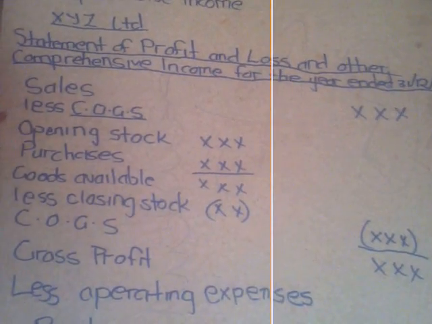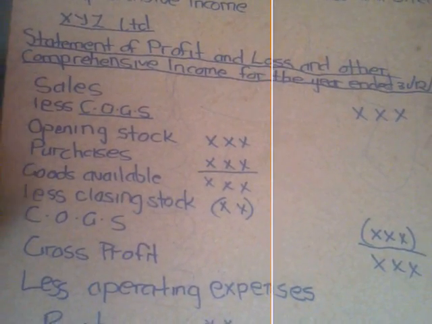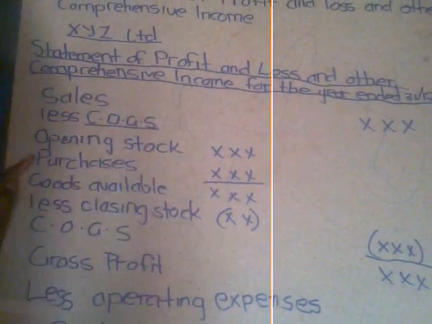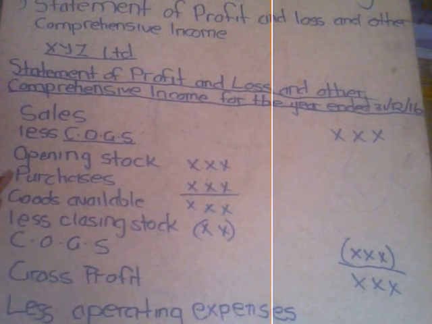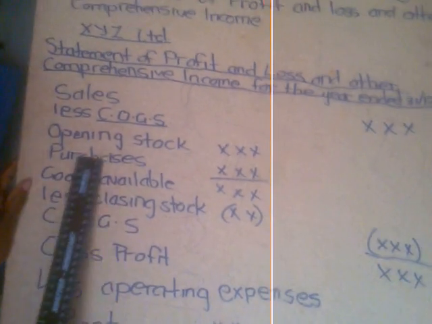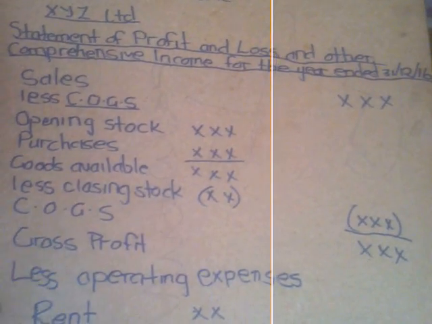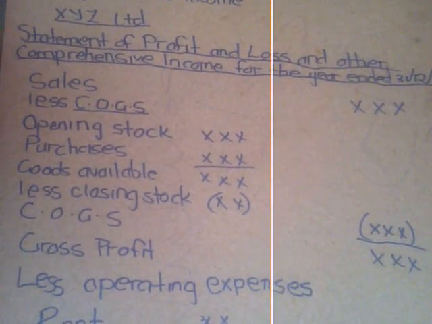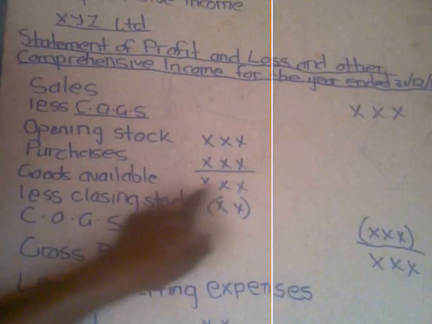And under cost of goods sold, we have two items, that is the opening stock and the purchases. Opening stock is the stock that we have brought forward from the previous year. And then purchases are the goods that we have bought during that year for resale. So when we add these two items, we get what we call the goods available.